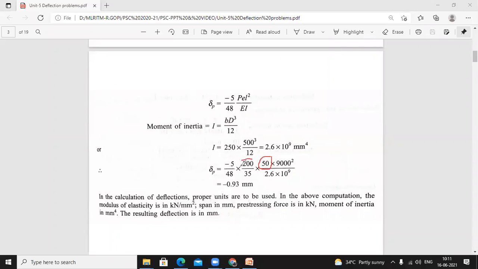This is P, P is 200 kilonewton, and this is e, 50 mm. Substitute all the values in mm. You can see here, in the calculation of deflections, proper units are to be used. The modulus of elasticity is in kilonewton per mm square, span in mm, prestressing force in kilonewton, moment of inertia in mm power 4. So the resulting deflection is in mm.